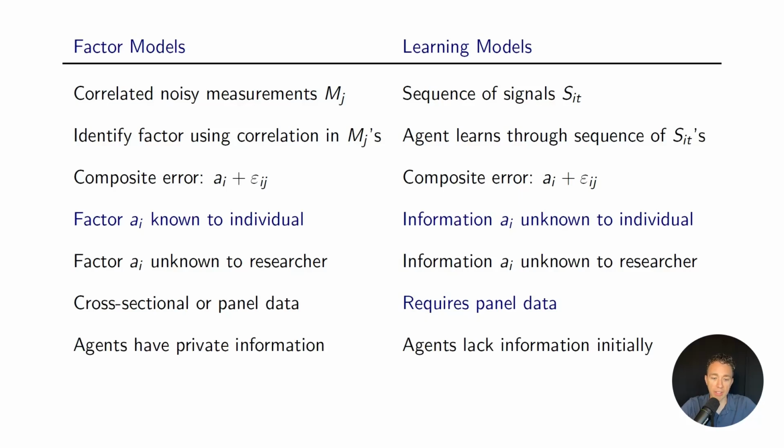Related to the idea of what's known to the individual, in factor models, the individuals have private information relative to the researcher. But in learning models, they lack this information initially and slowly learn about it over time. Once we put this all together, we can understand that these two approaches are complementary and not substitutable. Later on in the mini-series, as we go through some modern empirical economics papers that have used these approaches, we'll make that more clear.